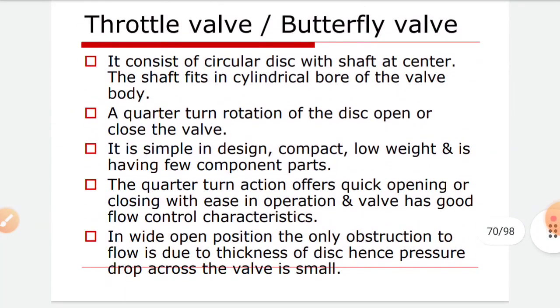Next type of valve is a throttle valve. It is also known as a butterfly valve. It consists of a circular disc with a shaft at the center. The shaft fits in a cylindrical bore of the valve body. A quarter turn or rotation of the disc opens or closes the valve.